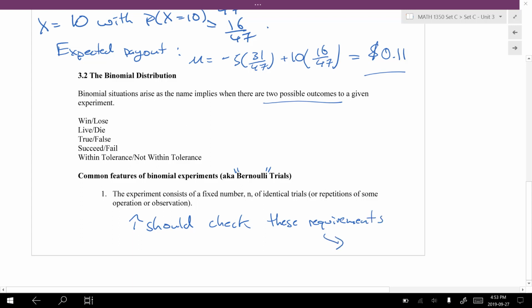So the first one here is that the experiment will consist of n identical trials. So you're repeating some kind of experiment over and over again n times. That's the first one.